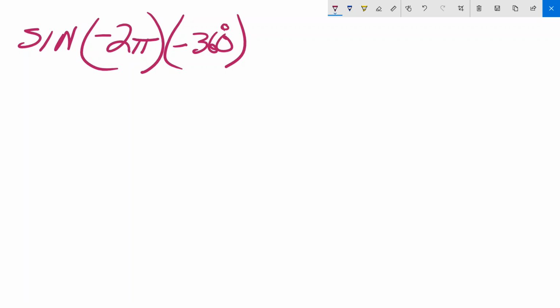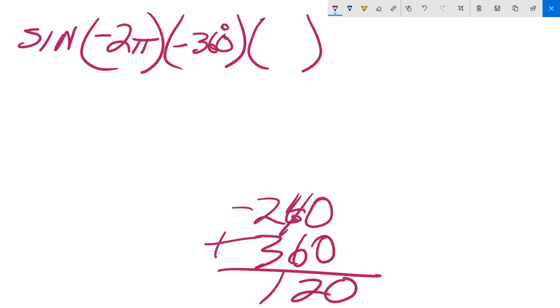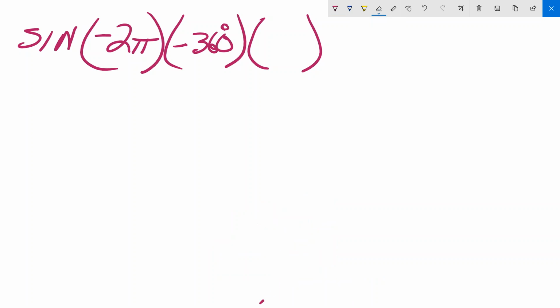Turn that into a positive angle. You can always turn a negative angle into a positive angle, or not always, but most of the time, the ones they're going to give you, just by adding 360 to it. Last time we had a negative 240. We added 360 to that to get 120. That's always how you find the positive angle. Just add 360. If it's still negative, add another 360. You can just keep adding 360 until it becomes positive.